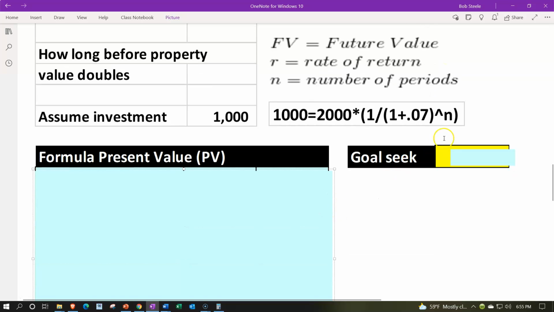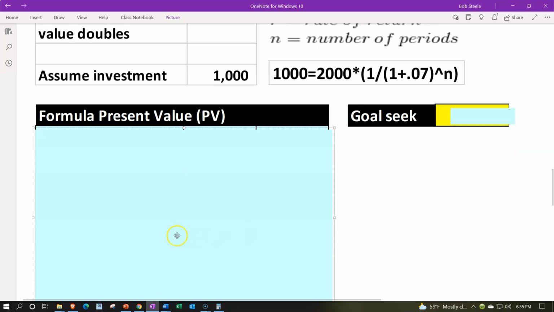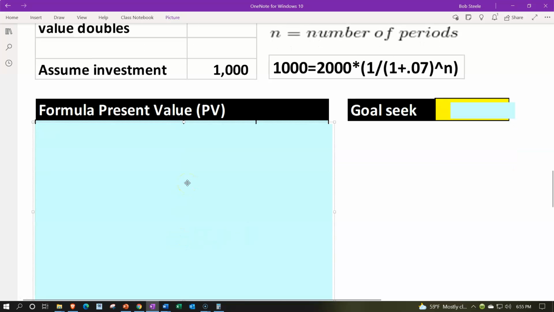I'm not going to rework it solving for n. I'm just going to plug in an unknown in our table for n, and then consider how we use kind of trial and error to figure that out. So it looks something like this.